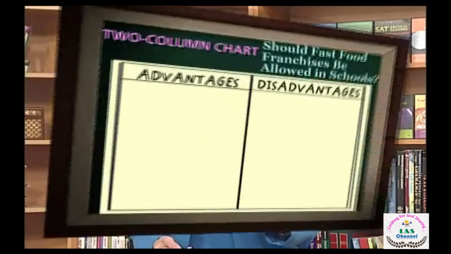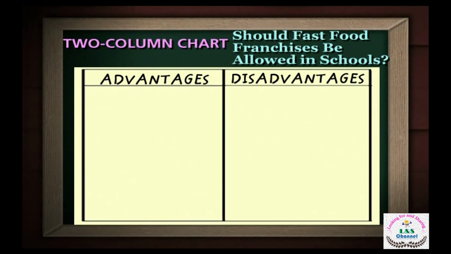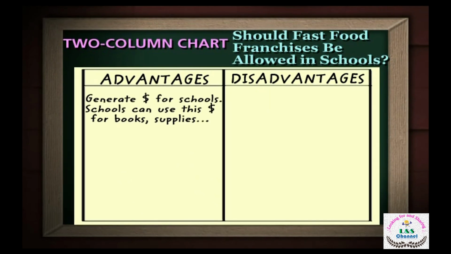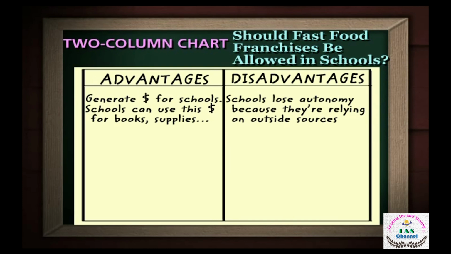Here's my sample 2-column chart on the topic, should fast food franchises be allowed in schools? How does my chart compare to your chart? I have the advantages on the left and the disadvantages on the right. My first advantage is fast food franchises generate a lot of money for schools. Schools can use this money in many different ways, for example, for textbooks or school supplies. My disadvantage is the schools then lose their autonomy, that's their independence, because they're relying on outside funding sources.